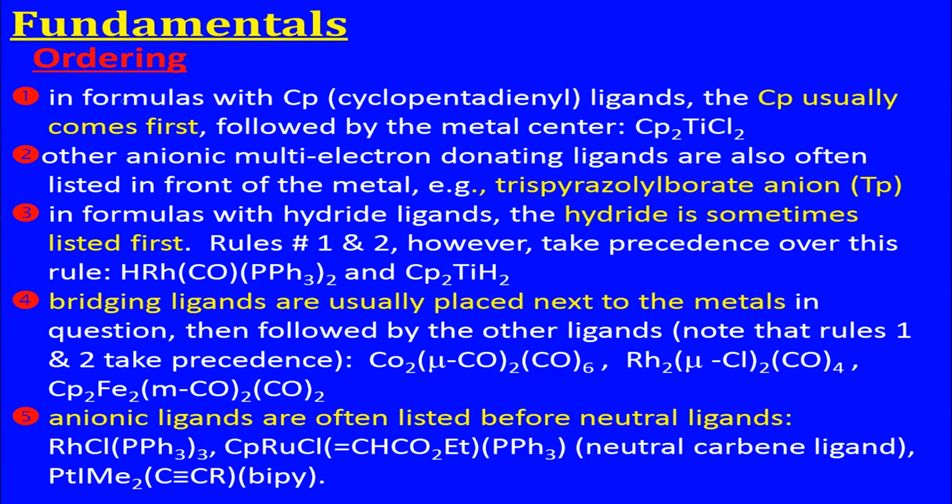The bridging ligands are usually placed next to the metal, for example, cobalt μ-CO, bridging ligand. After the bridging, we put the anionic ligand, then the neutral. So the general rule is Cp, Tp, H, metal, bridging, anionic, neutral.